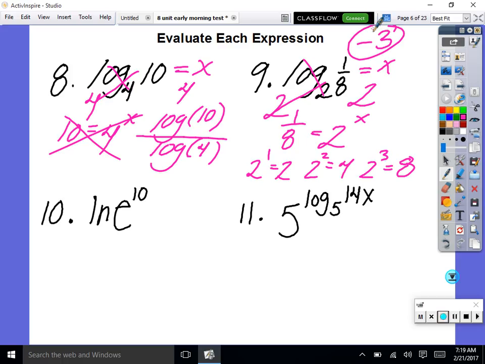These ones you should be able to do without even using your calculator. Ln and e, aren't they inverses of each other? So 5 raised to the log base 5 of 14x is just 14x, since the base and log to the base 5 undo each other. So those ones should be doable without a calculator. Everybody good? Okay. I had people then set that equal to 0 and solve. No, it says evaluate, which means simplify. So don't do that. Don't solve it. This one's just simplify.